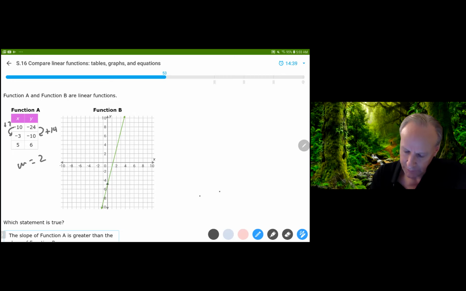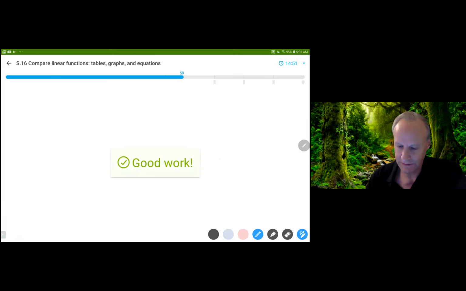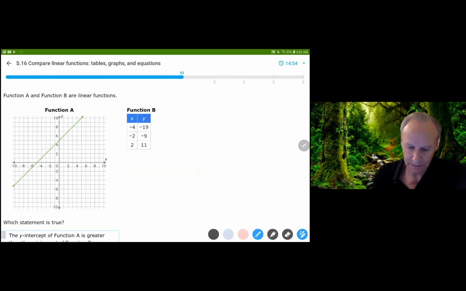This one, we started here and I'm going to go up to here. It looks like it has a slope of 1, 2, 3, 4 over 1. So this one has a slope of 4 and the slope of A is less than B. I'm going to move right along here and catch up with my mistake there.